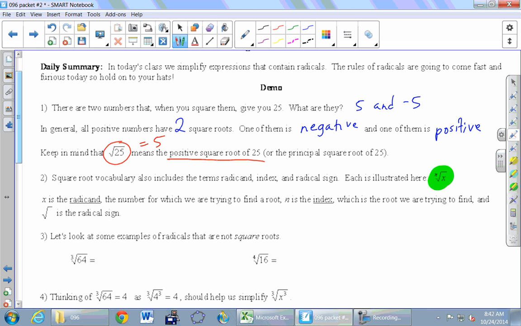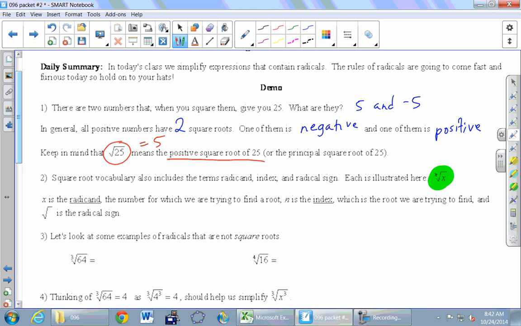Okay? All right, moving on to number 2, there's some vocabulary according to this symbol I'll highlight here in green. It says x is called the radicand. That's the thing underneath the square root symbol or the radical symbol. The n is called the index. That's that little tiny number in the front. We'll talk about that guy. And then finally, that symbol itself is called the radical sign or radical symbol.